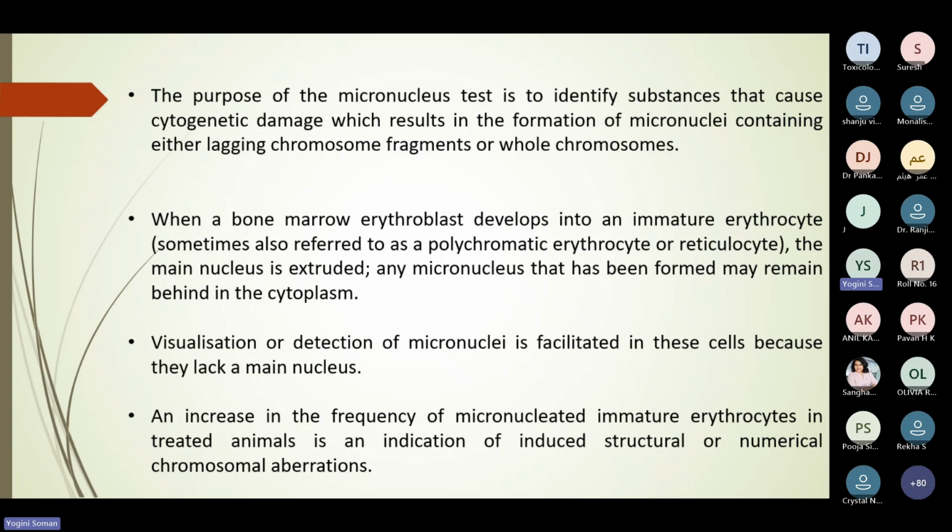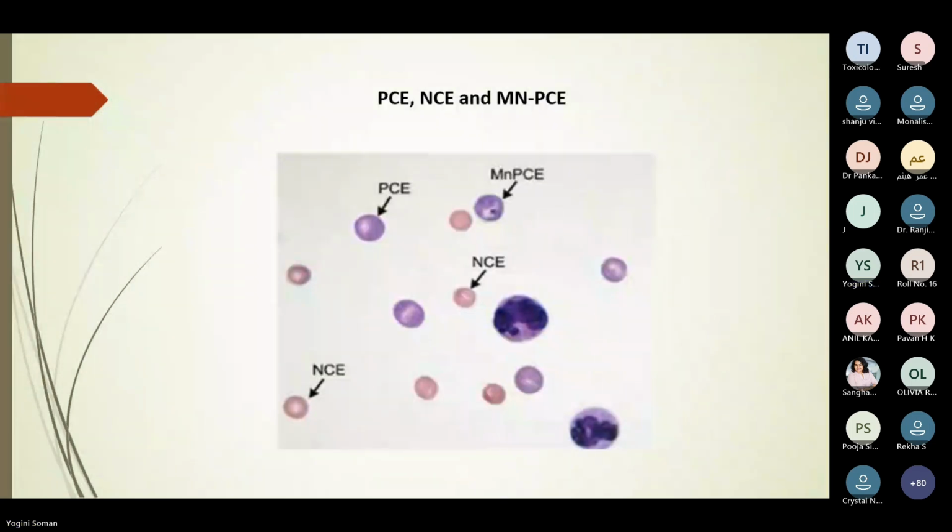So, if there is an increase in the micronucleated immature erythrocytes, that is MNPCEs, in the treated animals compared to vehicle control, it is an indication of induced structural or numerical chromosomal aberrations. In this diagram, you can see the PCE is blue in color, the MNPCE has a small round body inside the PCE, and the NCEs are also there, so that you can easily differentiate PCE, NCE, and MNPCE with microscopic examination.